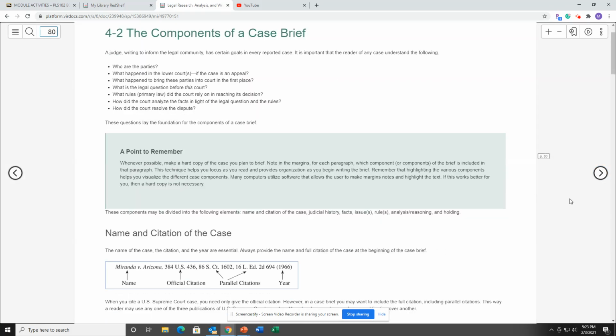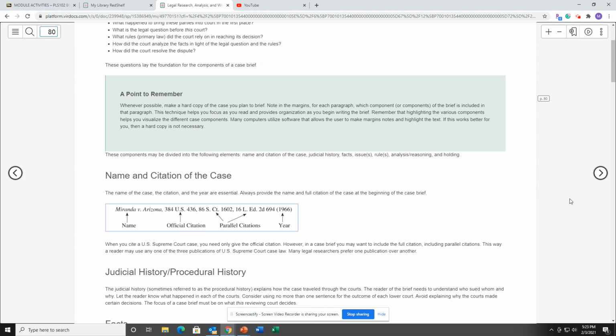Components: name and citation. Remember, we need our official reporter. The reason why we put our citation in the case brief is because that way, if we're using it later on, we have it. We can access the correct case again. We can cite it in a legal document.